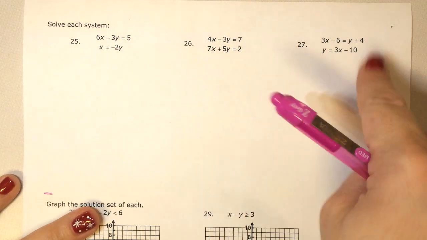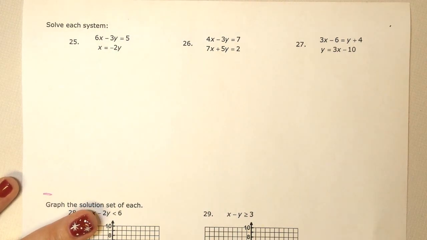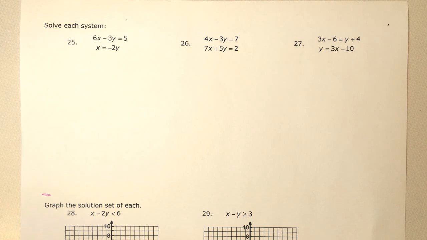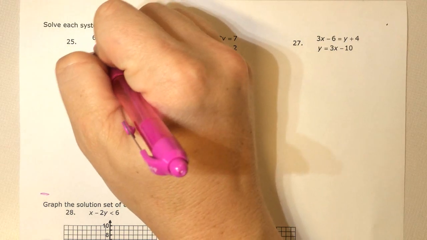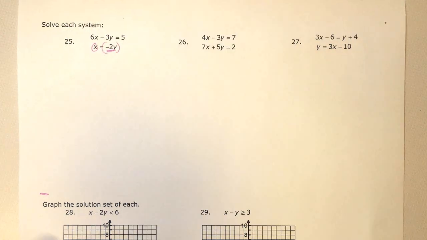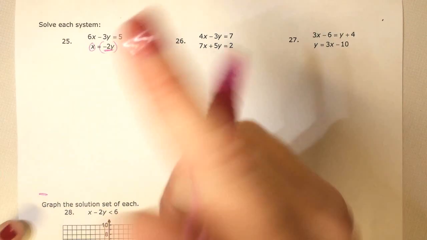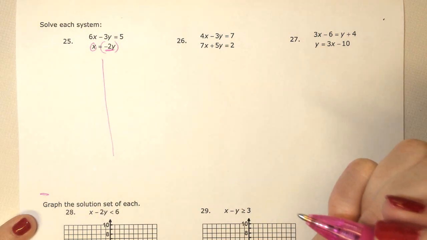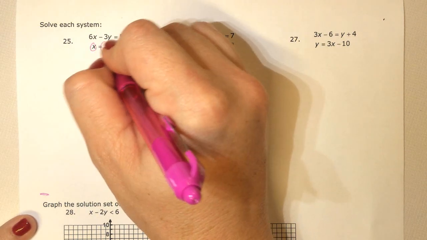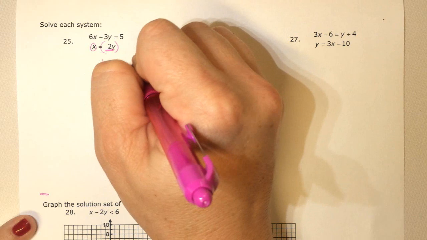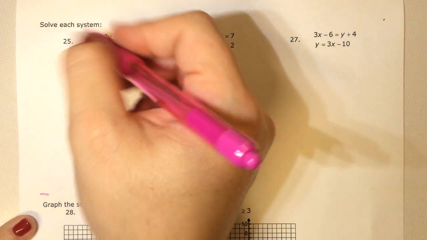Well, none of these are set up for graphing. Graphing would be two y equals equations, type them in your calculator, see where they match. But this one is set up for substitution, and that's because one of them has a variable all by itself. So we would set this up where this is our substitute, so that's going to go on the right. And this is what we're going to plug it into, so that's going to go on the left.